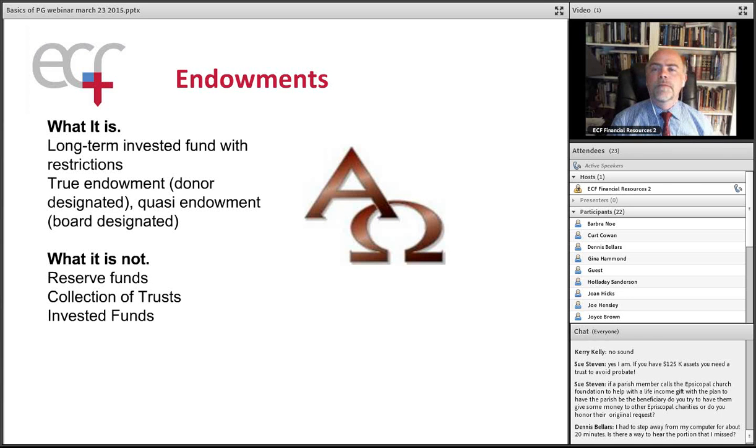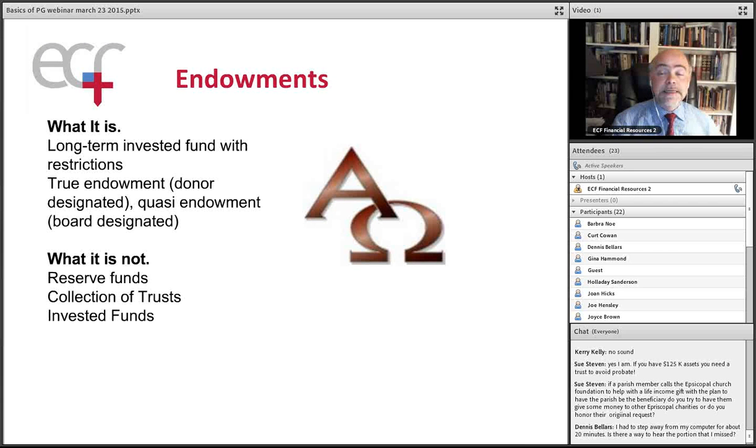Just a quick note, there are two types of endowment. One is called a true endowment, and that means it was designated by the donor to be an endowment. Quasi-endowments are what most parishes actually have, which are created by the power of the board of the Episcopal entity or the vestry. And if you receive an unrestricted gift and create an endowment from that unrestricted gift, you are creating a quasi-endowment. The main difference is that a true endowment can never have its corpus invaded. You can spend by a spending rule as appropriate, but you cannot invade the corpus of the endowment. You cannot spend high percentages over the long term.